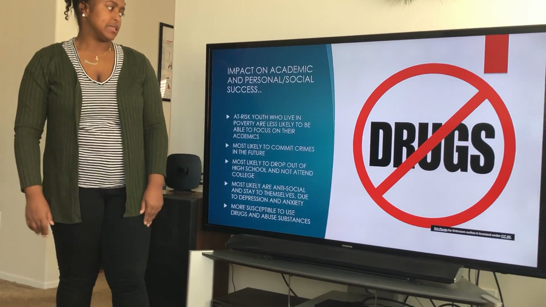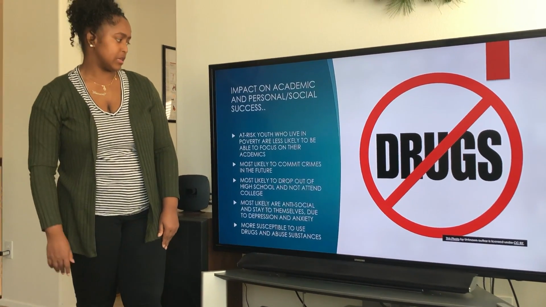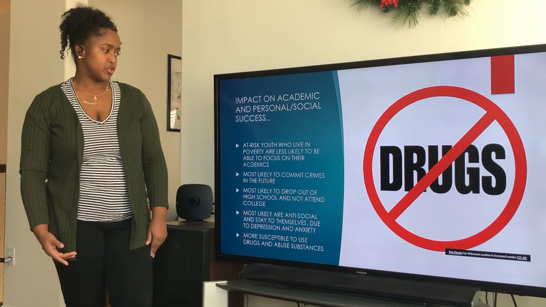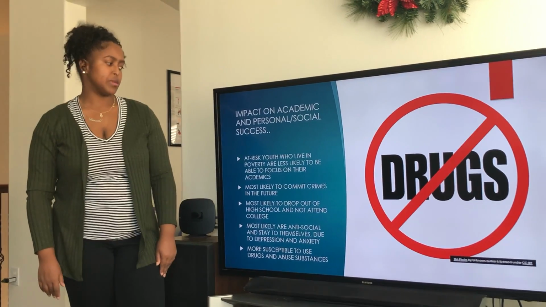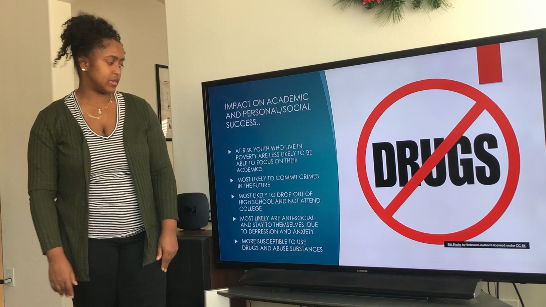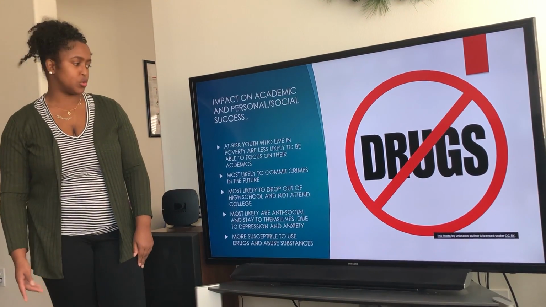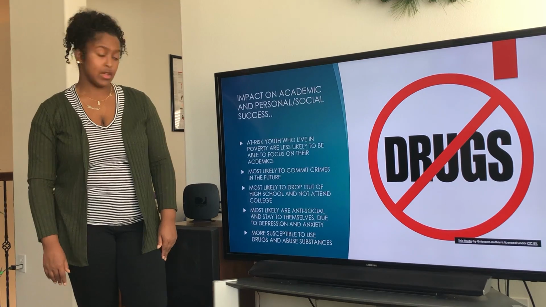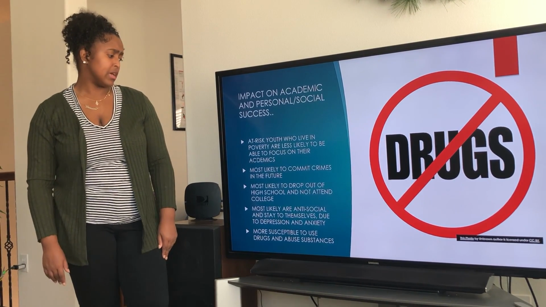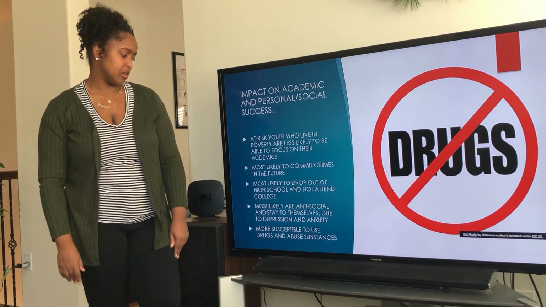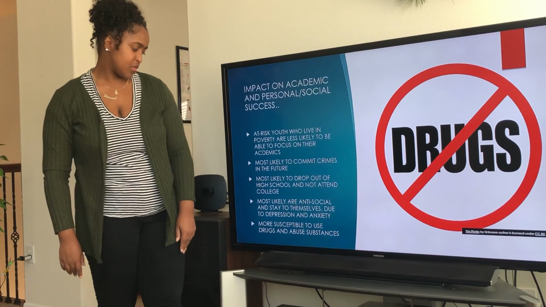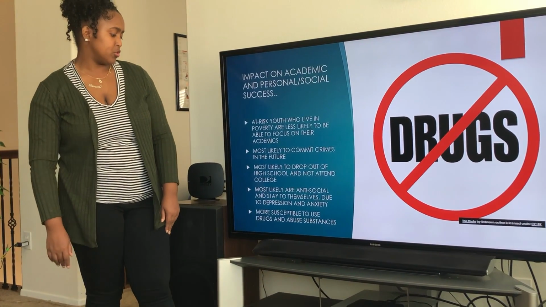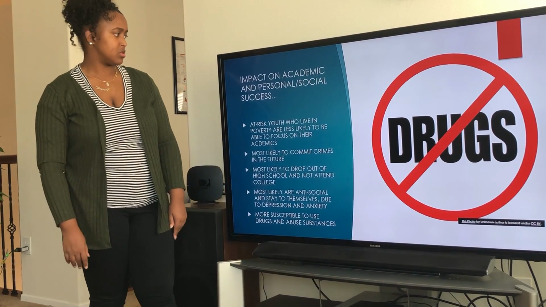The impact on academic and personal social success. At-risk youth who live in poverty are less likely to be able to focus on their academics. They're most likely to commit crimes in the future, most likely to drop out of high school and not attend college, and are most likely antisocial and stay to themselves due to depression and anxiety. More acceptable to use drugs and abuse substances.